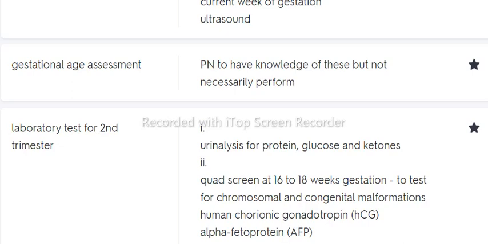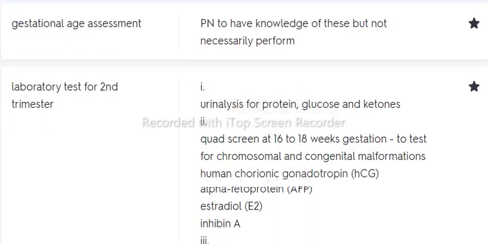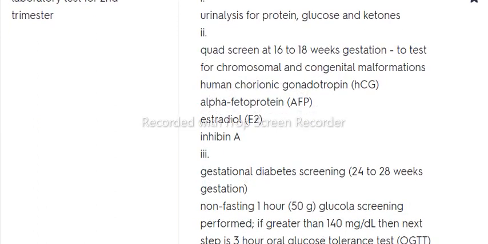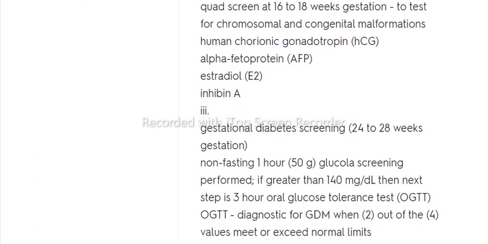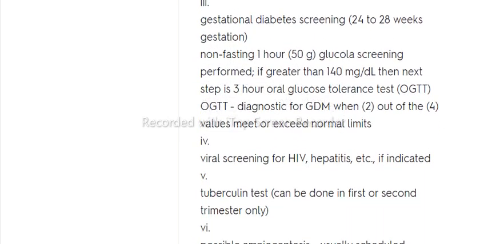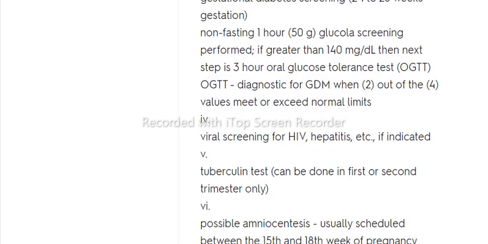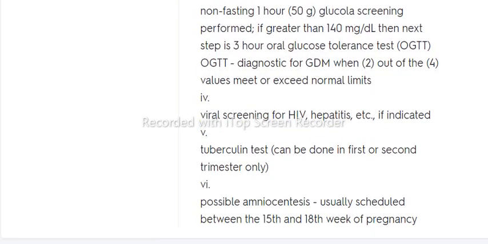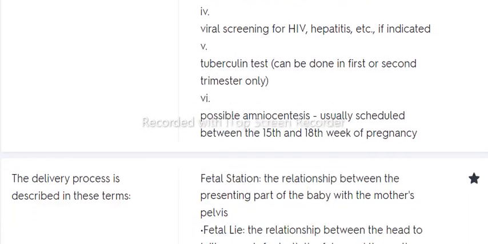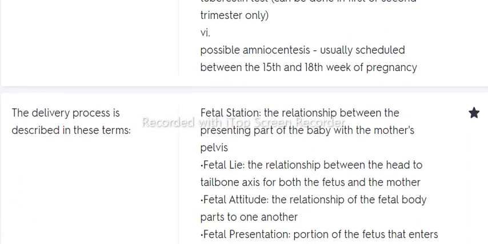Laboratory tests for second trimester. The delivery process is described in these terms.